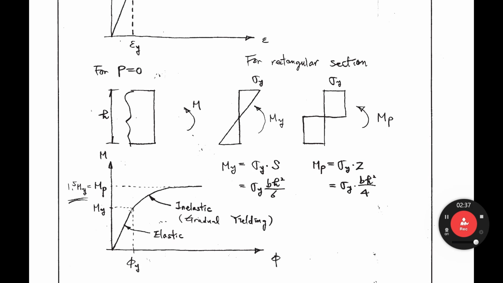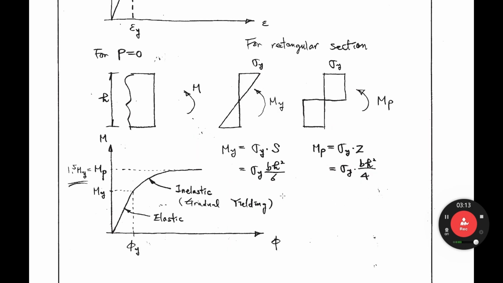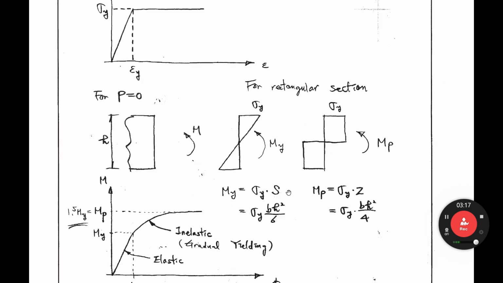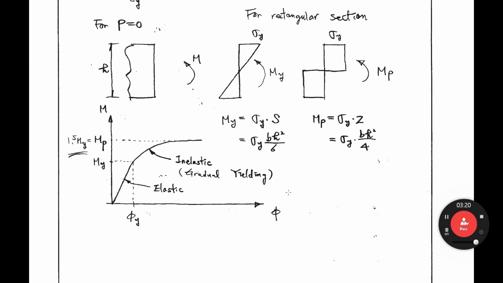And then from here to here, it gradually yields like that, because top and bottom yield first as the moment increases, right? So inelastic, gradual yielding. And then the fully yielded case is Mp. For a rectangular section, Mp is 1.5 My, right? If you see here, over 6, over 4. Yeah, you already learned this content in your undergraduate course.